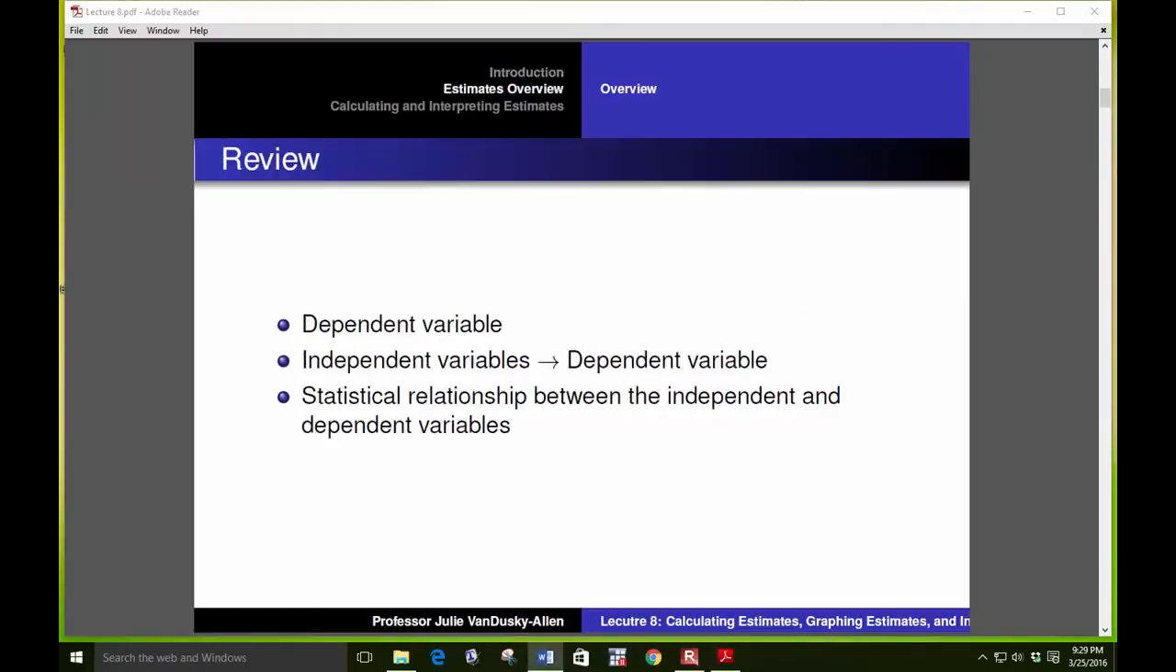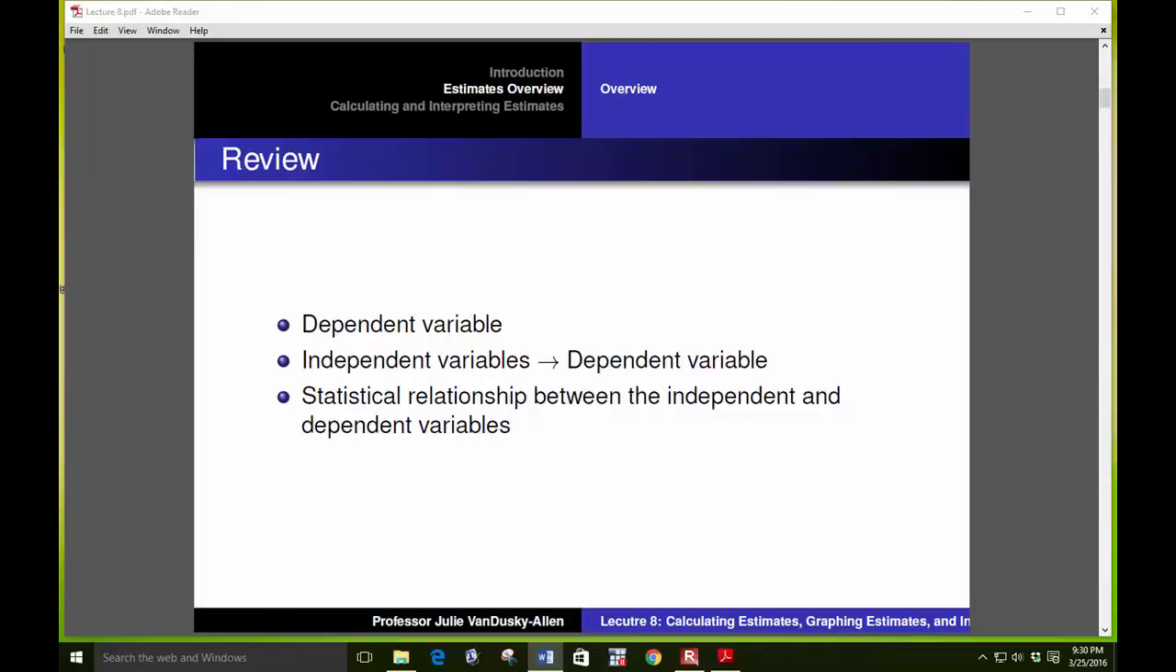At this point in the semester, you should have a good idea as to why we use regression analysis. We have a dependent variable, and independent variables we think influence our dependent variable. Regression analysis allows us to determine if our independent variables actually do have a statistically significant impact on our dependent variables.